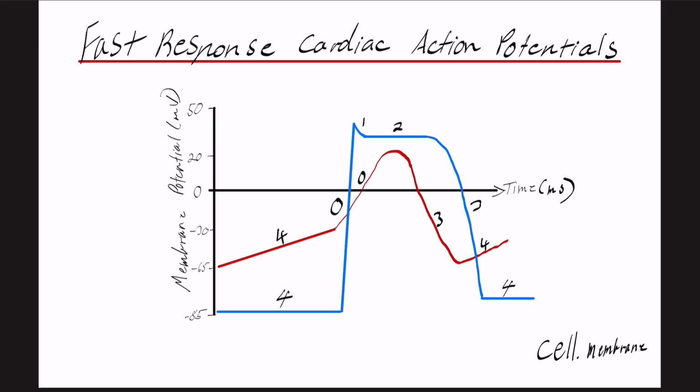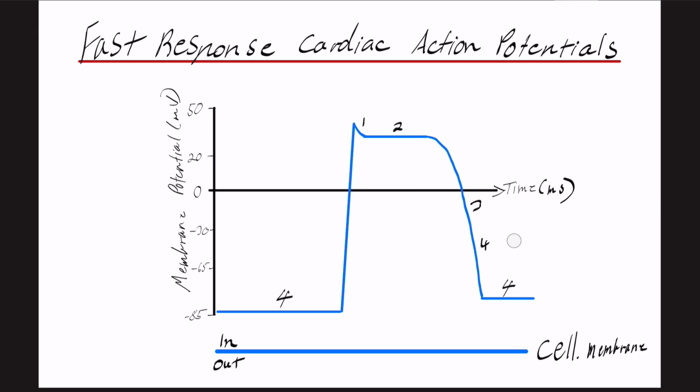These changes between the slow and fast response can be demonstrated by showing the movement of ions through the cell membrane to produce the membrane potential. So in blue at the bottom, we've got a line, and this represents the cell membrane, and anything moving up is into the cell, and anything moving down is out of the cell. So beginning at phase 4, which is the resting membrane potential, depending on the textbooks you read, it will sit at about negative 85 to negative 90 millivolts. So here the membrane's stable, which is represented by this flat line moving forwards in time.